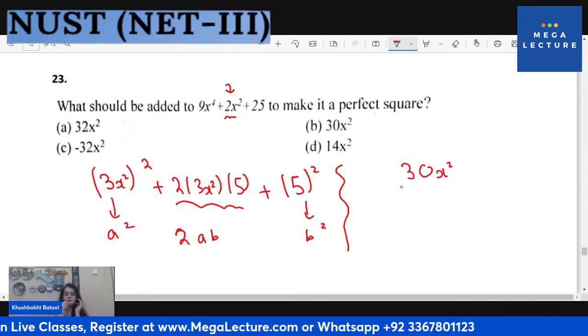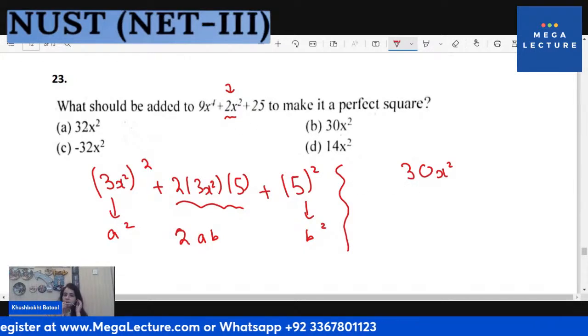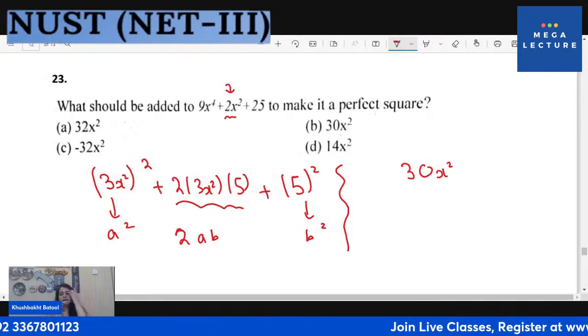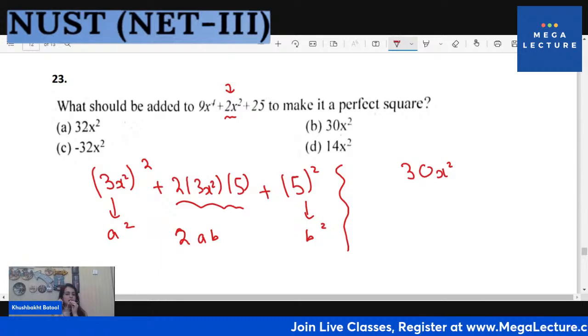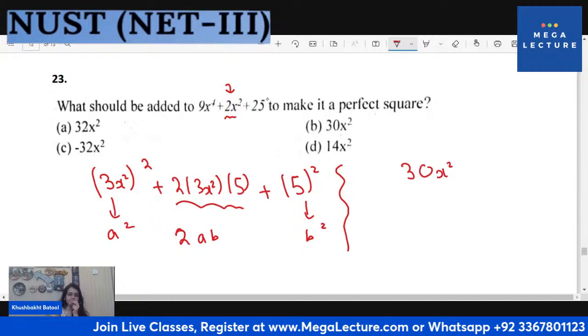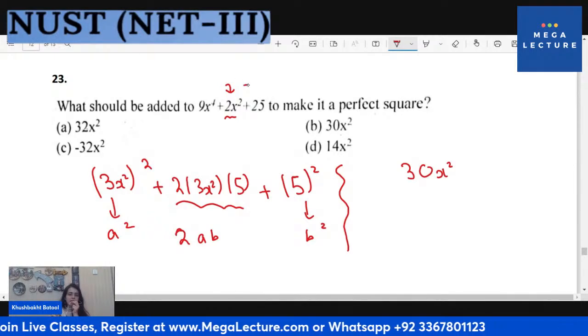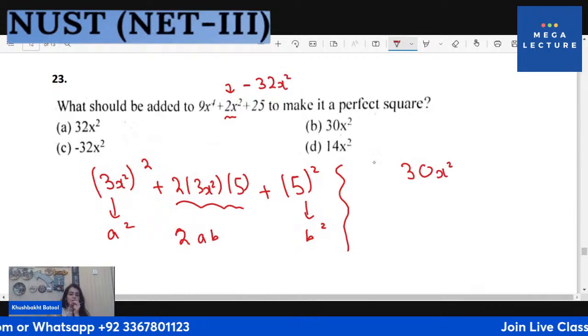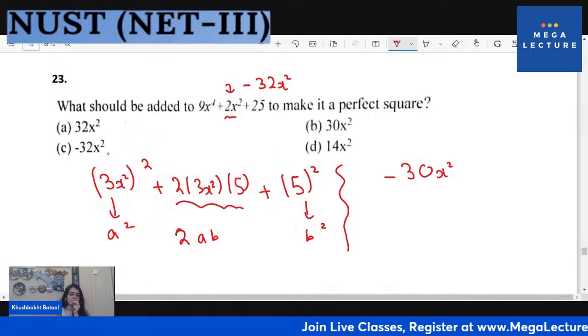So I need to either add 28x squared or I need to subtract 32x squared to get 30x squared. So I do not have plus 28x squared. It means what I can do is I can just say that I would add minus 32x squared in order to get minus 30x squared, and that would make it a perfect square. So the answer is going to be C in this case.